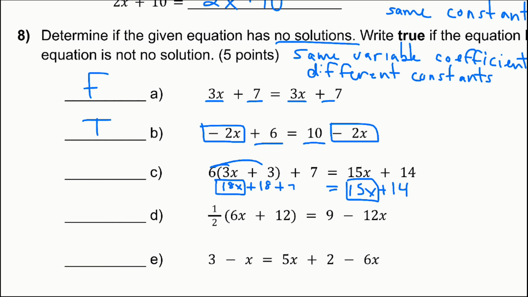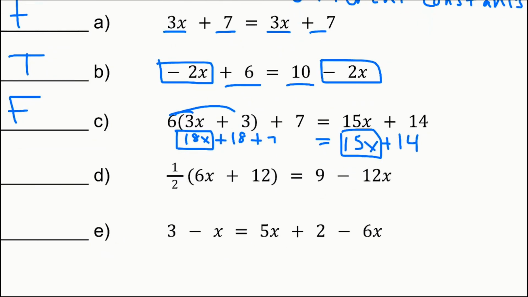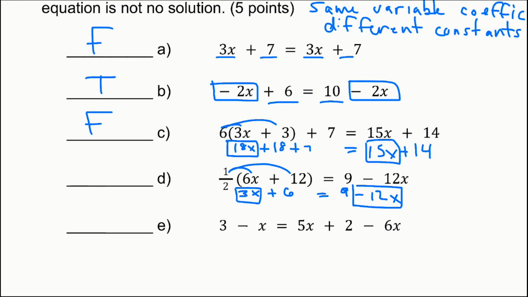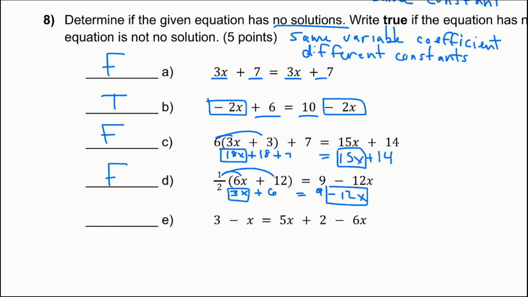So this will actually just be a one solution, which would make this one false as well. Next one. 1/2 of 6x is 3x. 1/2 of 12 is 6. Again, this is going to be, yeah, my fingers are just very, very sticky on this iPad right now. It's terrible. But yeah, so this is going to be a one solution as well. So this is also false. It is not a no solution.